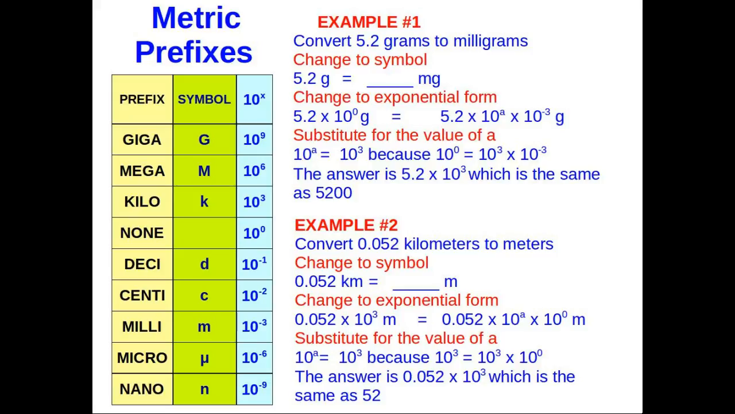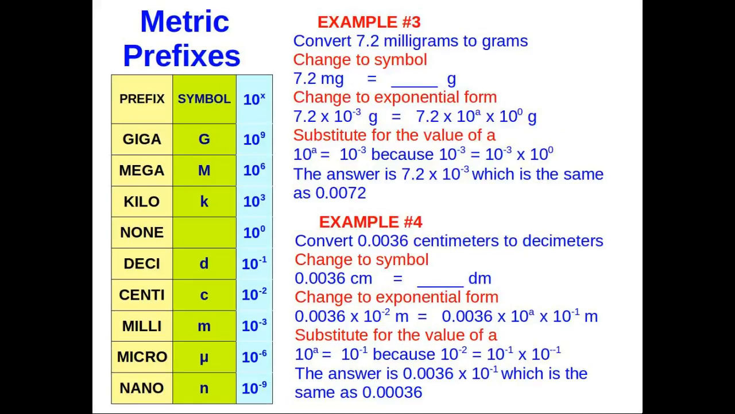Step C. Substitute for 10 to the A. 10 to the A is equal to 10 to the positive 3 because 10 to the positive 3 is equal to 10 to the positive 3 times 10 to the 0. Step D. The answer is 0.052 times 10 to the positive 3, which becomes 52 after moving the decimal point 3 place values to the right.